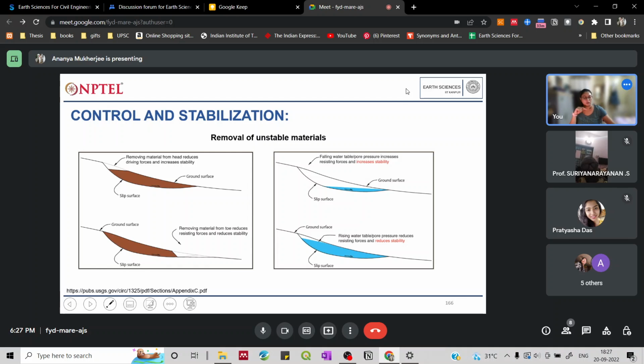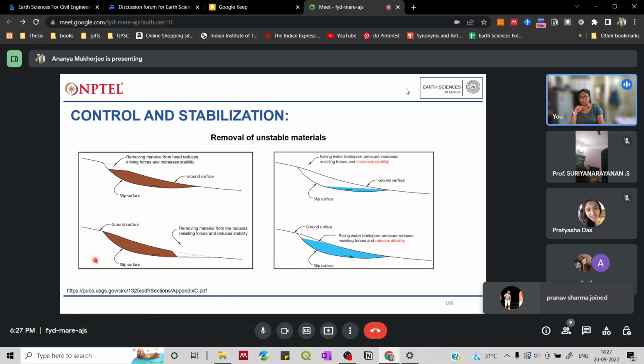Okay, so you can see that the first one would be removal of unstable materials. Suppose this is your slip surface and this is the ground surface. If you remove the material over here, the driving force of the material is reduced, and there is increased stability over here.